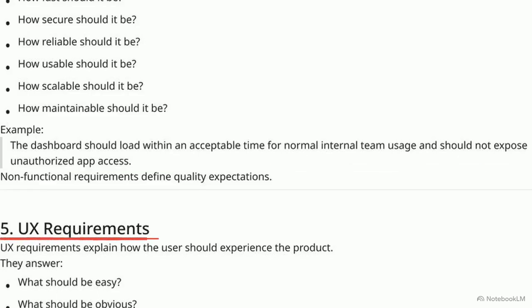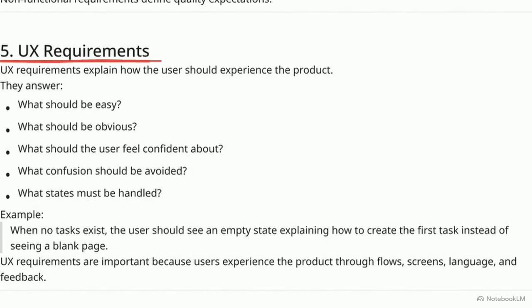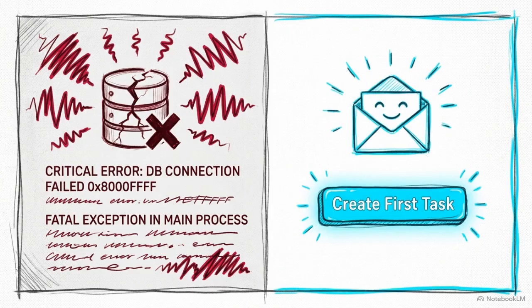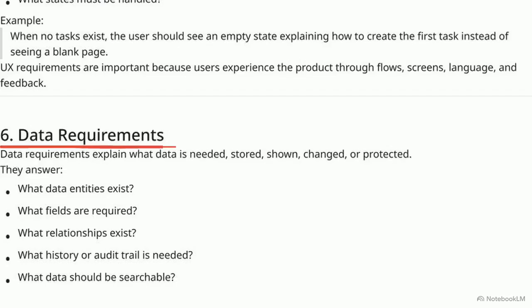Then we detail the UX requirements to handle edge cases. When no tasks exist, a user shouldn't hit a blank, broken-looking page. They need a helpful empty state explaining how to create their first task. Next are the data requirements. We explicitly outline what data entities exist, what relationships they have, and what history needs to be searchable.